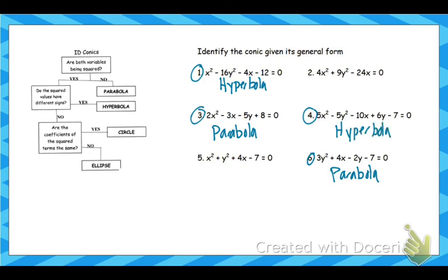And then the last thing we can do at this point, they both have squareds. They're both the same sign. They're either both plus or they're both minus. Well, now we need to see, is it the exact same coefficient? So if you look at number 2, one's a 4 and one's a 9. So that's an ellipse. But if you look at 5, they're the same number. So it's a circle. All right, so that is it for conics, guys.